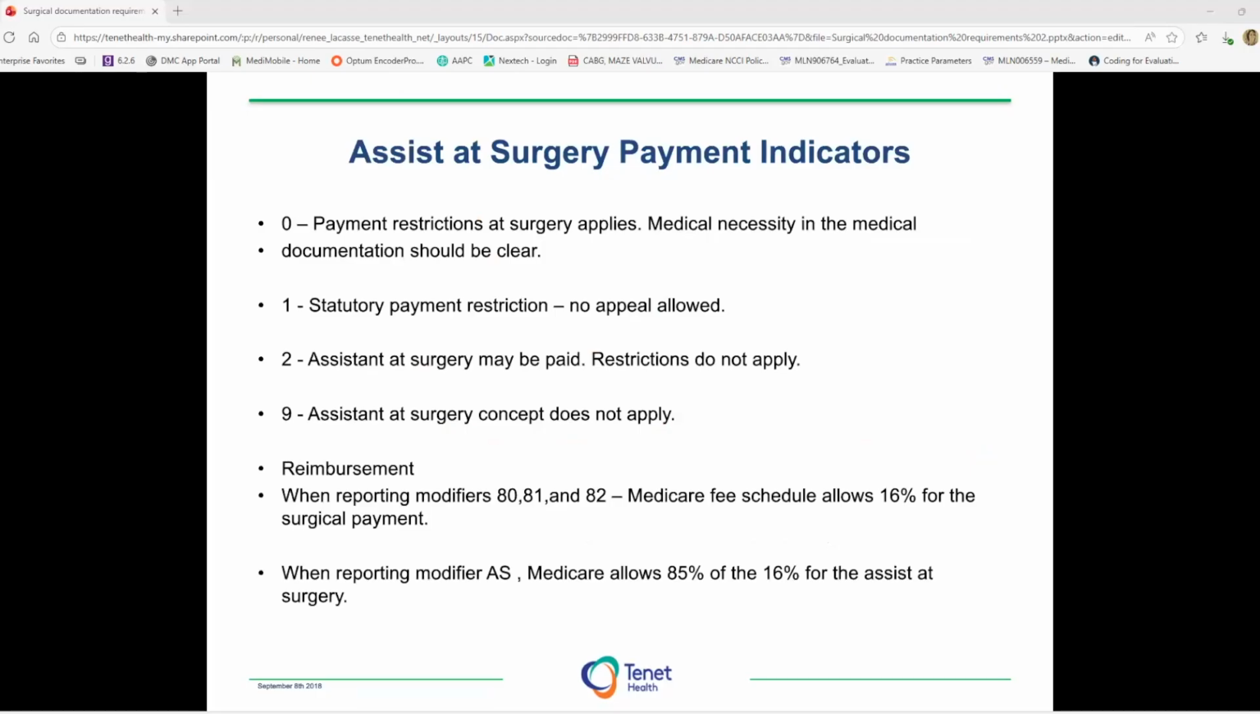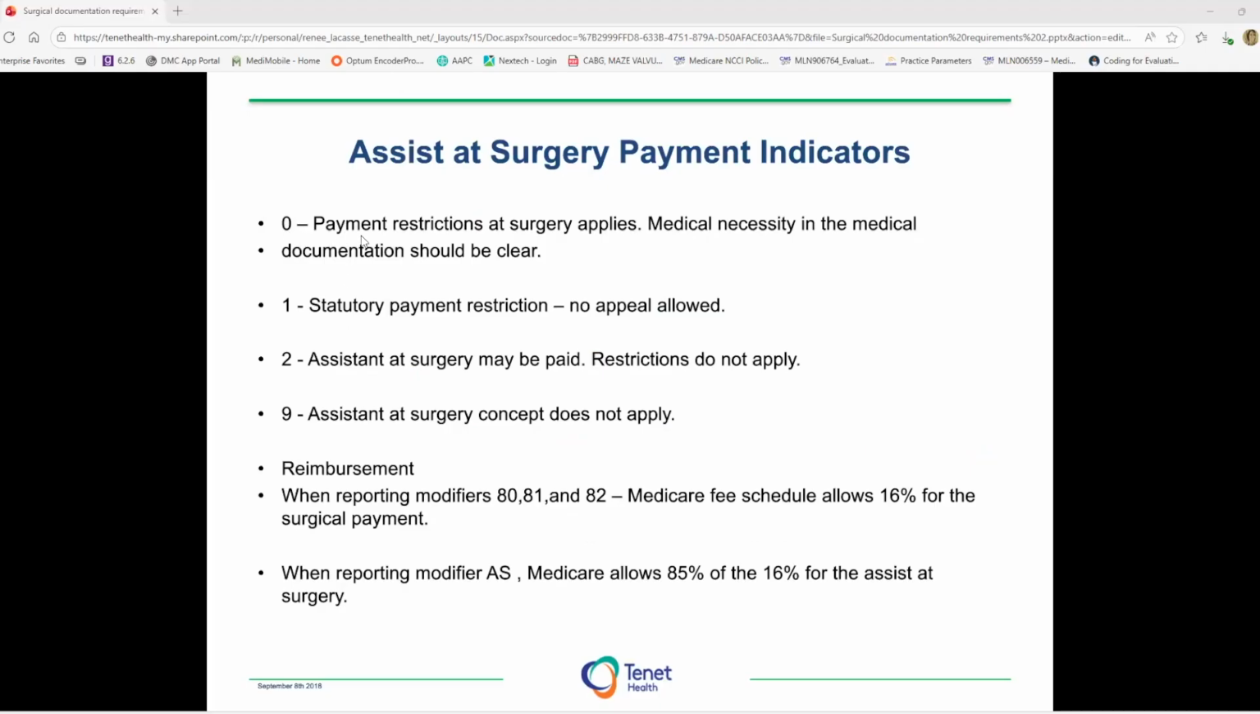These are the assist at surgery payment indicators. This is how we determine, when we put a CPT code into our Encoder Pro, which gives us all of the Medicare guidelines and all the information, description of the procedure and whatnot, if the CPT code allows for an assist.